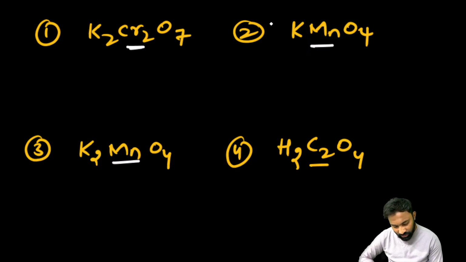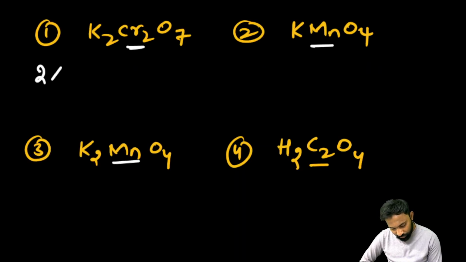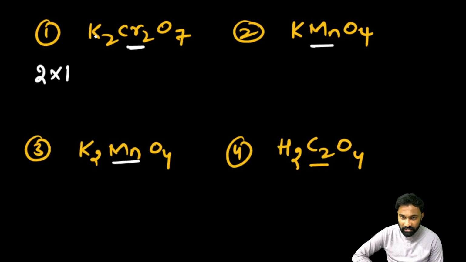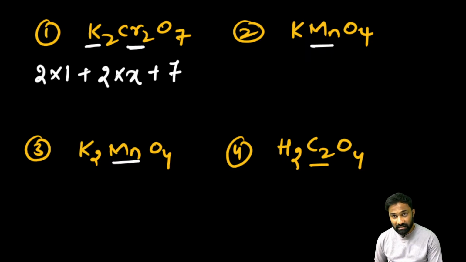Now these are all neutral species. For a neutral species, the sum of the oxidation states of all the atoms will be equal to 0. So 2 into plus 1, because potassium is a group 1 metal with oxidation number plus 1. So 2 potassiums, 2 into plus 1, plus 2 into chromium, which we have to find out. Let it be x, plus 7, and all the atoms attached here are less electronegative than oxygen, so its oxidation number is minus 2, equal to 0.